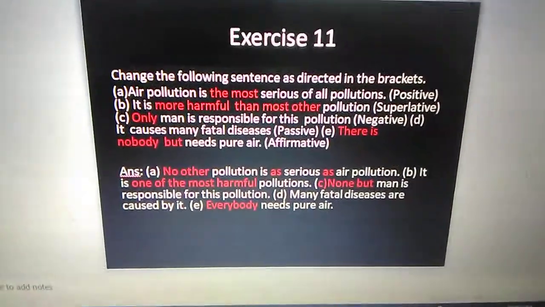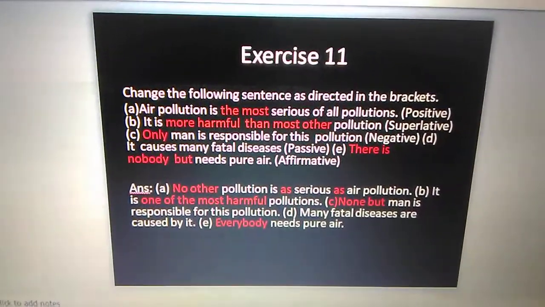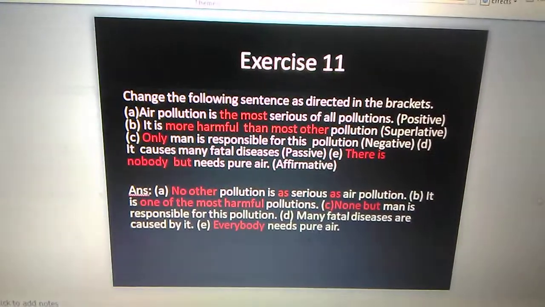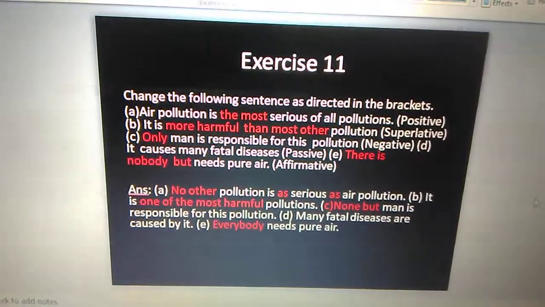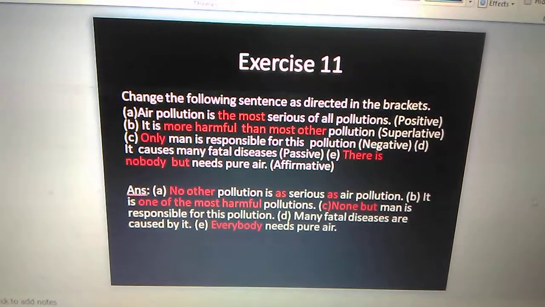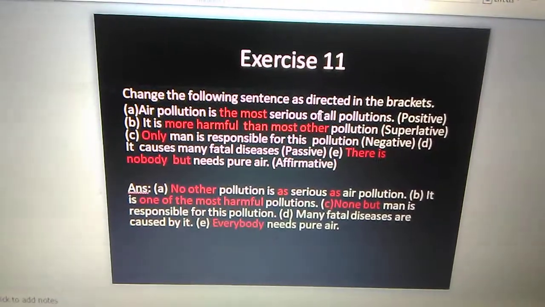Change the following sentence as directed in the bracket. Air pollution is the most serious of all pollution. So the most is for superlative, positive. No other pollution is as serious as air pollution. Of all also will be there.